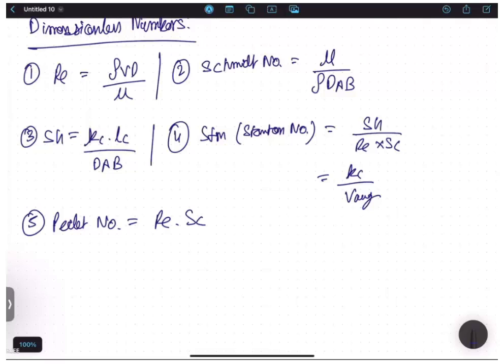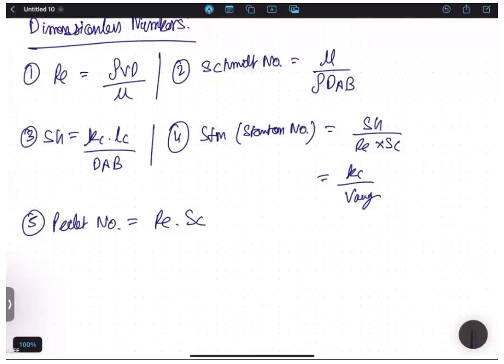The physical meanings you will find in any book. Reynolds number equals inertia force by viscous force. Schmidt number equals momentum diffusivity divided by mass diffusivity. These dimensionless numbers are involved in heat transfer also. In place of Schmidt number, in heat transfer we use Prandtl number. In place of Sherwood number, we use Nusselt number.